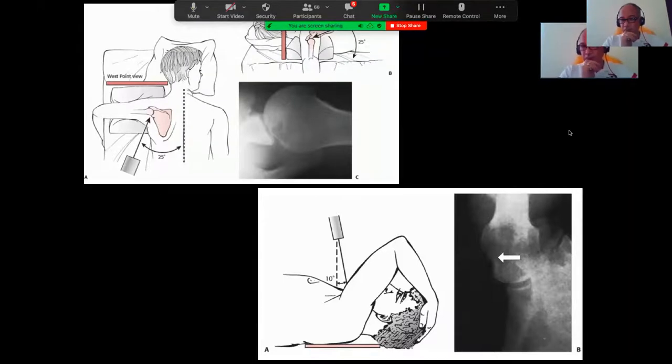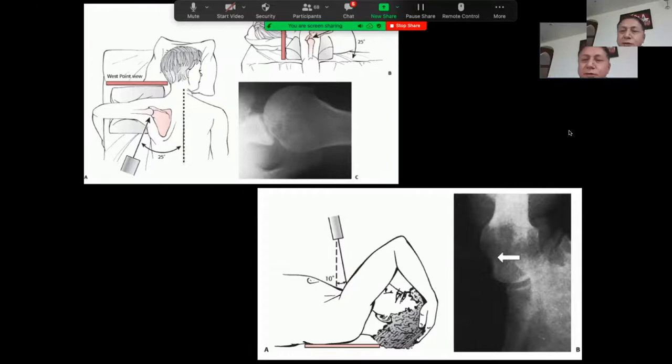Routine X-ray is very important for the individual because acute dislocation is a quite painful situation. So simple X-ray views are important. The West Point view, with abduction beyond 90 degrees, is not possible in acute dislocation. That may be very important for recurrent dislocation to define glenoid bone loss. So a simple AP X-ray, and maybe internal or external rotation views, can also be done.